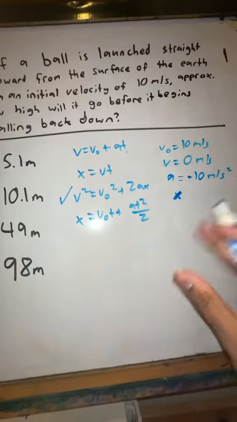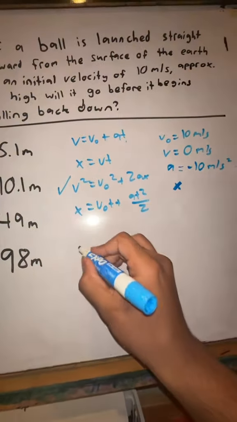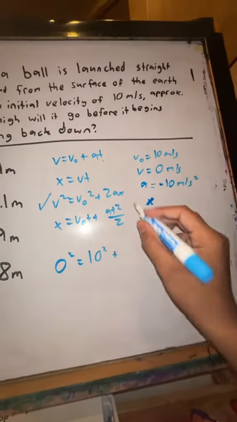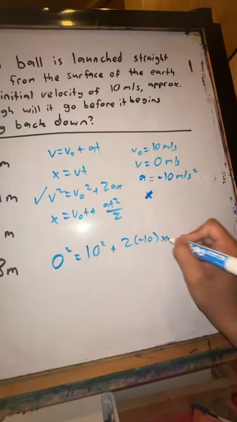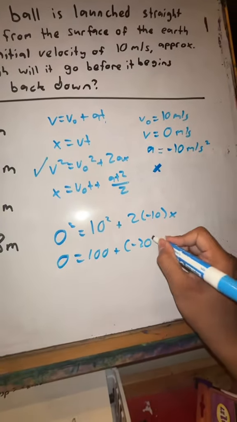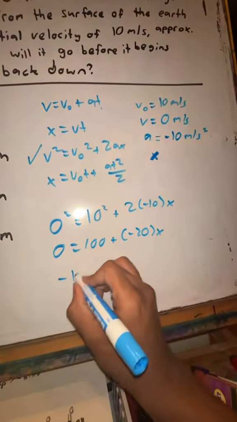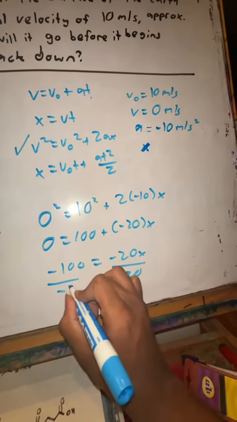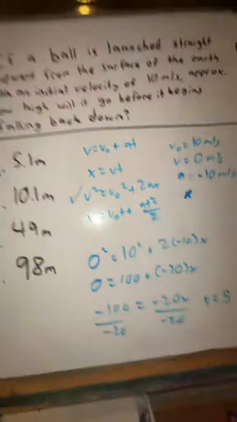So let's start plugging things in now. We said our final velocity is 0. So 0 squared equals our initial, 10 squared, plus 2ax, 2 times negative 10x. Then just simple algebra again: 0 equals 100 plus negative 20x. Start isolating: negative 100 on this side equals negative 20x, divide by negative 20, and we get x equals 5, and the closest answer to that is A.